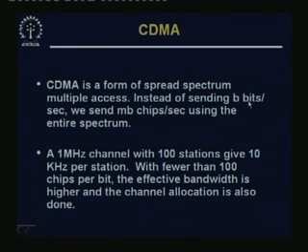Instead of sending b bits per second, where a particular node wants to send b bits per second, we send mb chips per second. Now, what is a chip? That means each bit is encoded by m number of chips. So, chips are sort of tiny fragments of bits, and these chips may again be 0 and 1. So, there is a 0 1 sequence code for the bits of one particular station. Another station will have another code. A 1 megahertz channel with 100 stations gives 10 kilohertz per station. With fewer than 100 chips per bit, the effective bandwidth is higher and the channel allocation is also done at the same time. We will see how.